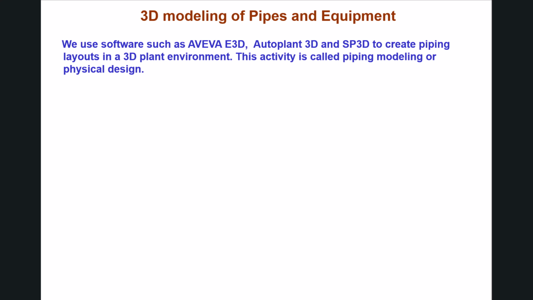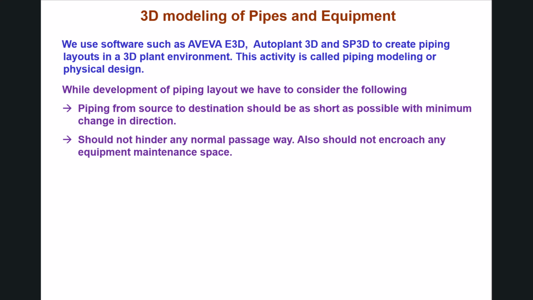While developing the piping layout, we have to consider the following. Piping from source to destination should be as short as possible with minimum change in direction. It should not hinder any normal passageway. Also it should not encroach on any equipment maintenance space.